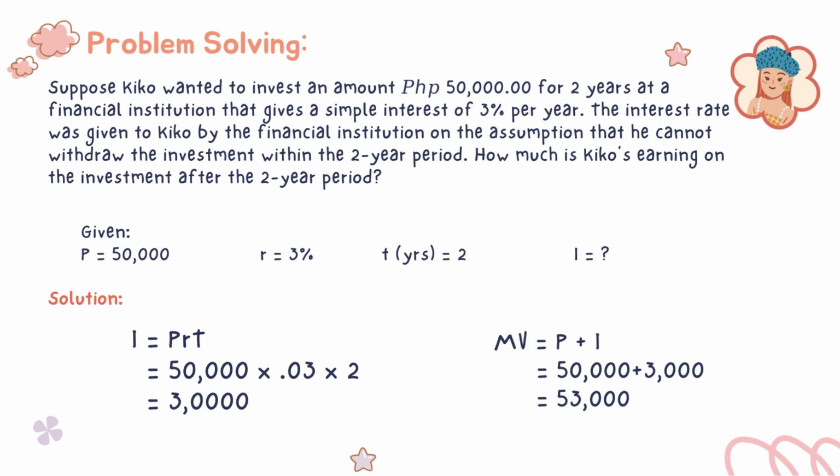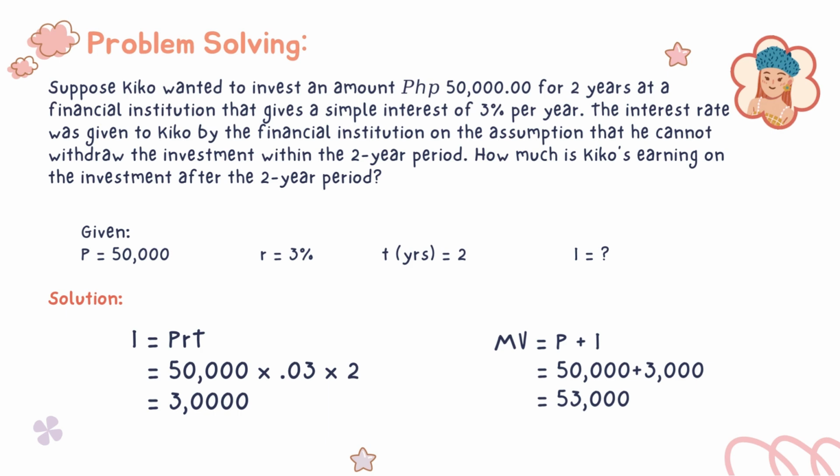Okay, so since earning man iya gi-ask dire, it's only the interest which is PRT. So, ipangbutang nalang ninyo ang amounts, 50,000 times 0.03 times 2, then that will give us 3,000. Sorry. So, 3,000 na siya. Nasubraan og 0. So, you can also double check that using your own calculators. So, that's a total of 3,000. Ang interest, 3,000.